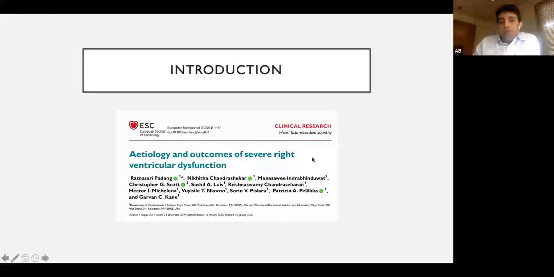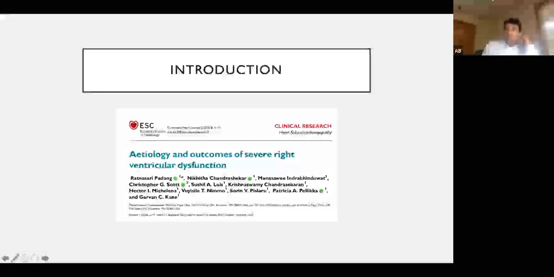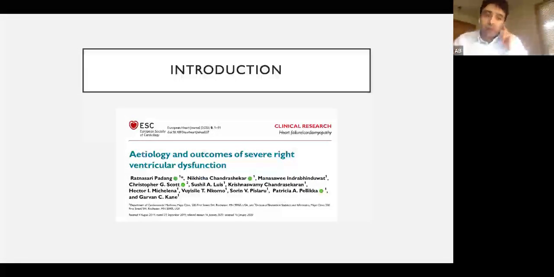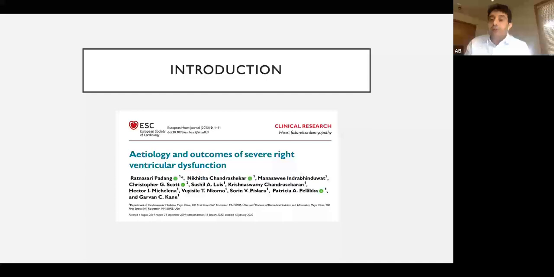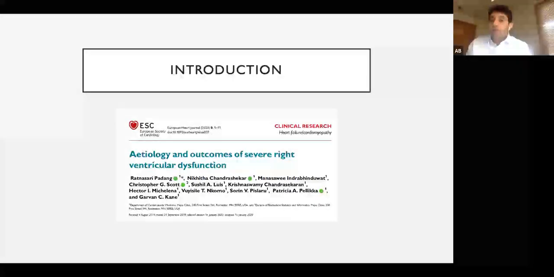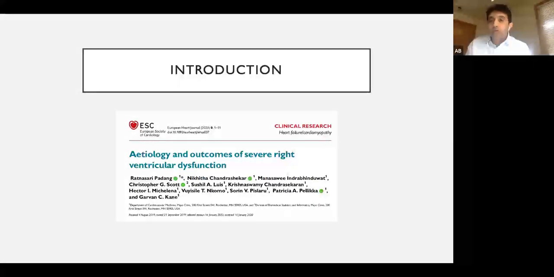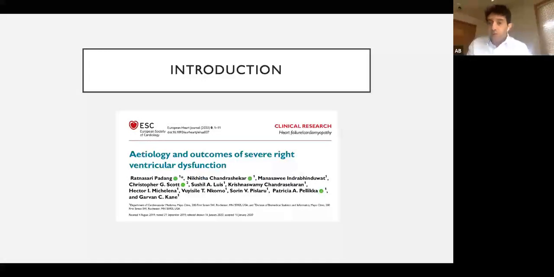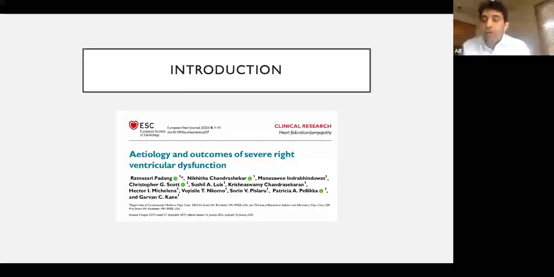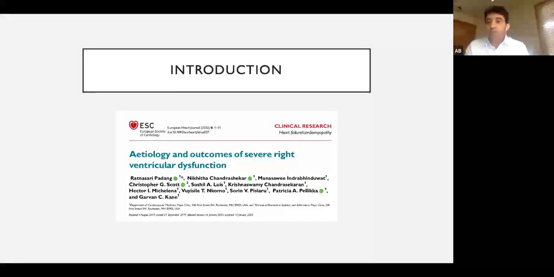And in my mind, this is an important concept also. This paper was published, I think, 6 months ago in the European Heart Journal, and they talk about the etiology and outcomes of severe right ventricular dysfunction. You may know this, but it's important to know there is a difference between heart failure and LV systolic dysfunction or RV systolic dysfunction. You may have an LV ejection fraction of 35% or 40%, and the patient is not in heart failure.